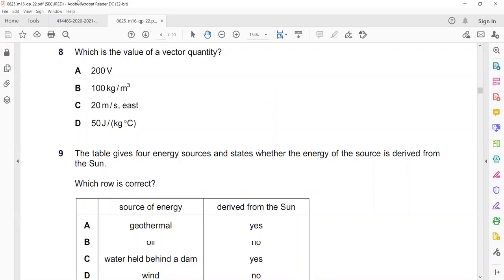So for question 8, the vector has a magnitude, unit and direction. 20 is the magnitude, meter per second is the unit, and east is the direction. So all three variables are involved. That's why C is the right answer.